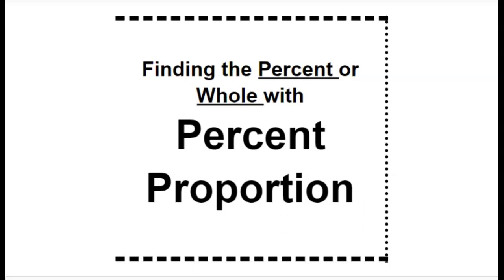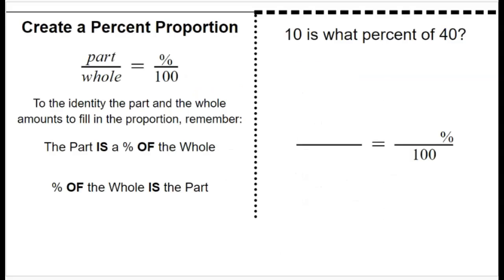Finding the percent or whole with a percent proportion. We can create a percent proportion just like we did when turning a fraction into a percent, which means we have our part to whole, which is a fraction, set equal to the percent over 100. We first need to identify the part and whole amounts to fill in the proportion.